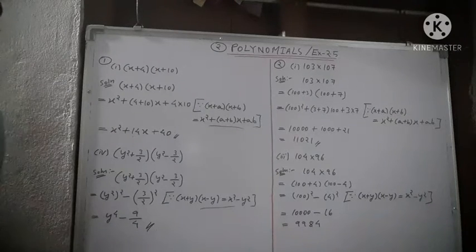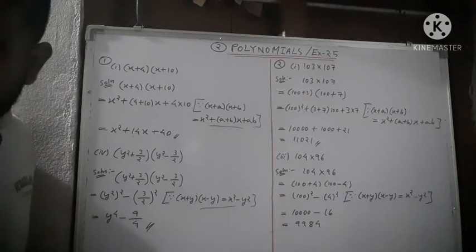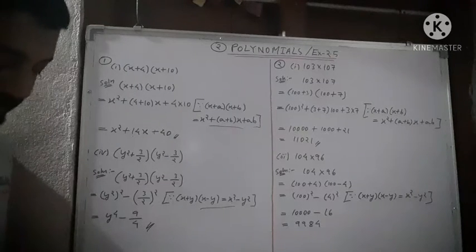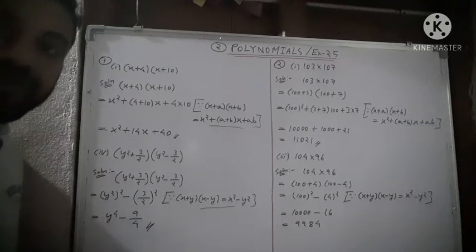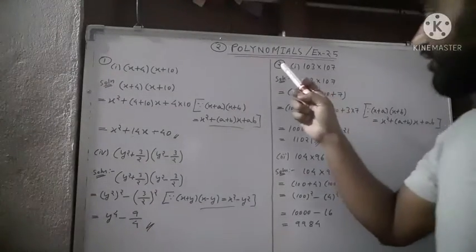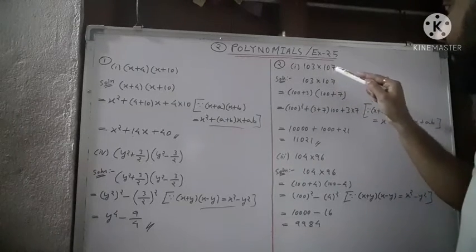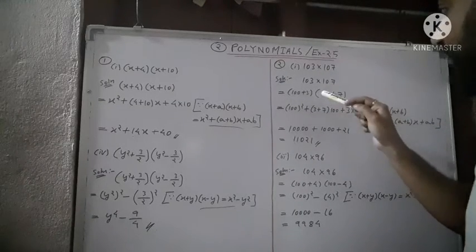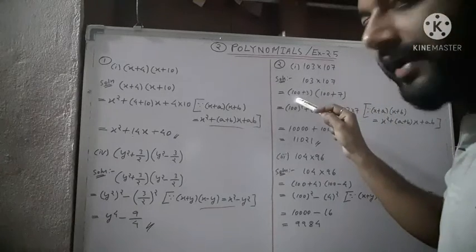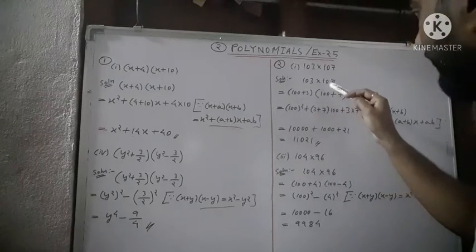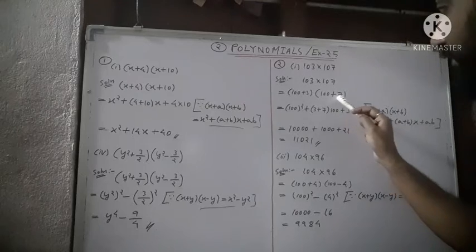Then let's move to the second question, which is to evaluate the following products without multiplying directly. So without multiplying directly, we have to evaluate the product by using suitable identities again. Question number 2, Roman number 1, it is given 103 × 107. We can write 103 as 100 + 3, and 107 as 100 + 7.